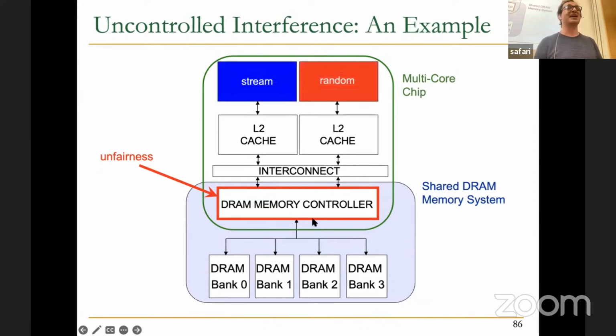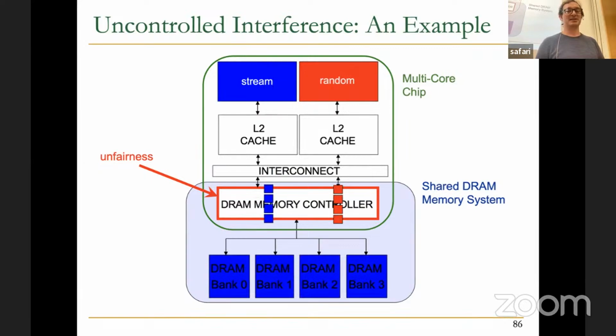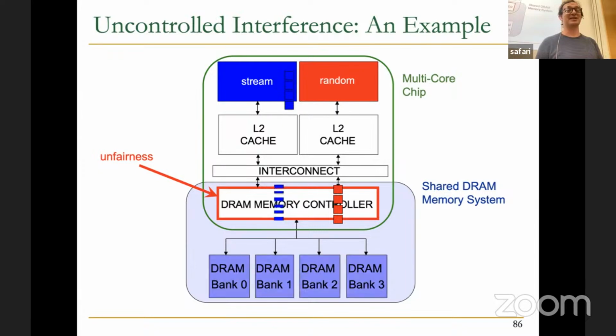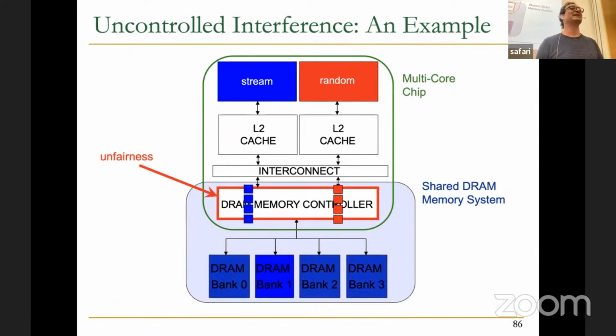And we're going to run two applications. Let's say one is a streaming application. The other is a random access application. And this is what we will observe. Random access application gets denied service. And it keeps waiting and waiting in the memory controller.